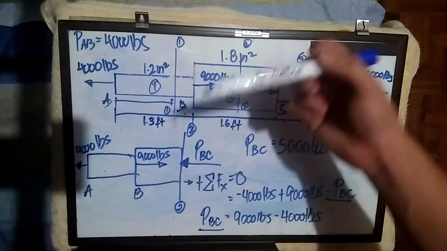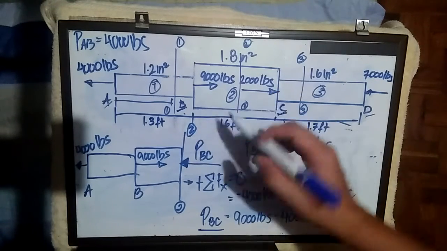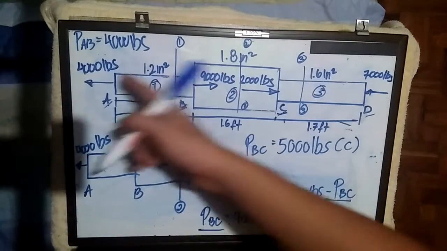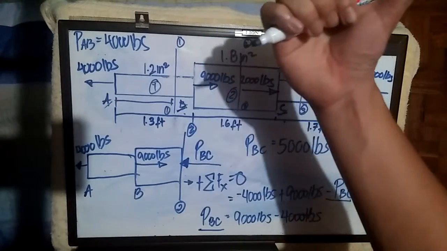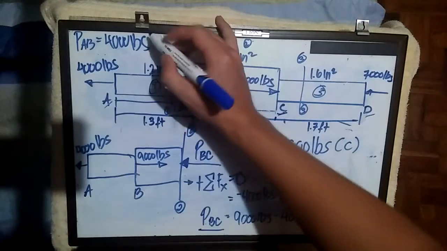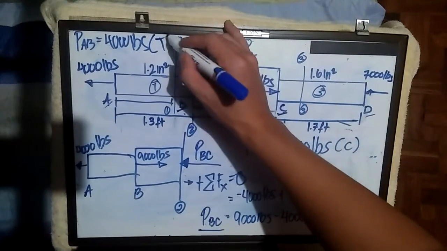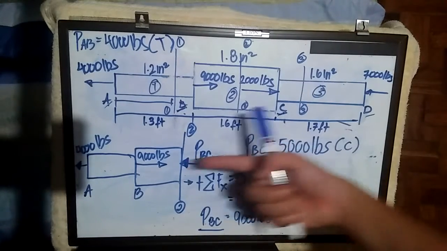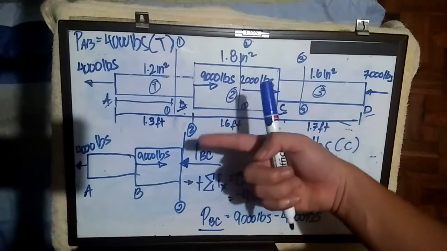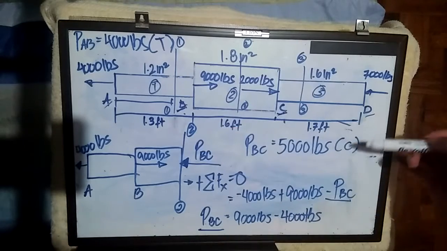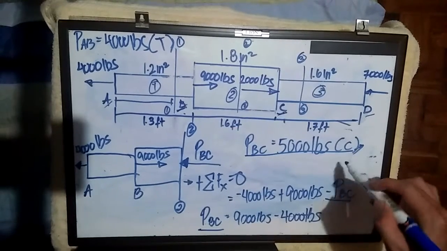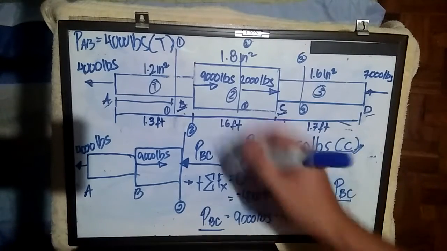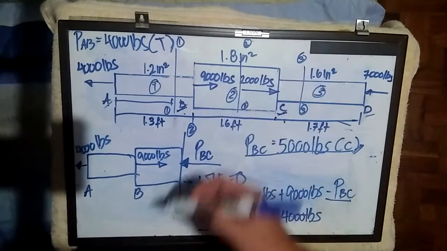Ibig sabihin lang po niyan, it is compressing against the cross-sectional area of BC. So, gagawin natin siyang compression. Yung kanina dito kay P sub AB is papunta siya doon sa opposite direction of this 4,000 pounds. Kaya yung assumption sa kanya is tension. Tension po siya. Pero dito naman kay P sub BC is since papunta doon yung force, it's compressing against the cross-sectional area, kaya inassume natin siya na compression. Diba? Ito, naka-C po yan. So, nakuha na po natin to. P sub BC is 5,000 pounds compression.